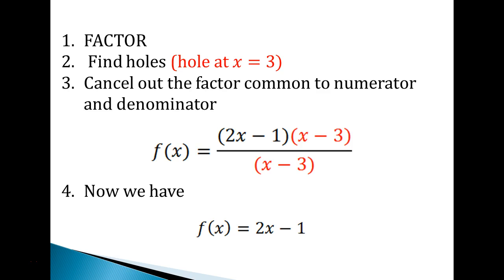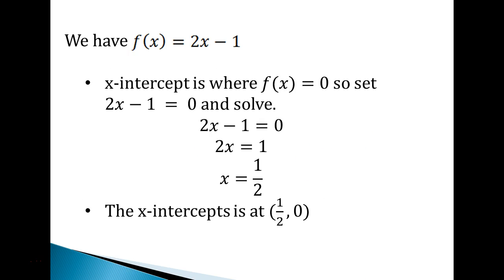So now, after we cancel out that common factor, x - 3, we end up with a linear function, f of x is equal to 2x - 1. It is in the form y is equal to mx plus b, the slope-intercept form. Now, okay, we have this linear function, f of x is equal to 2x - 1.